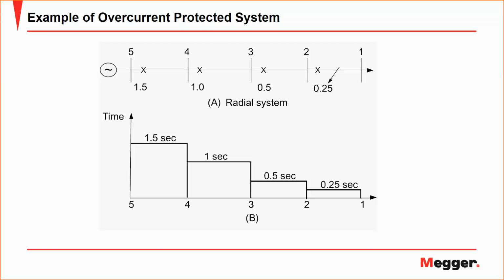and how it operates and why we use time settings. And also we can change the pickup settings to achieve greater selectivity by enabling a second or an instantaneous stage, as some people may call it, to apply overcurrent protection and achieve both selectivity and speed. Now, our main topic today is testing.